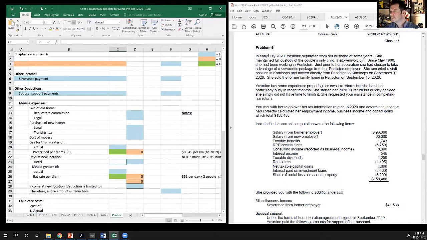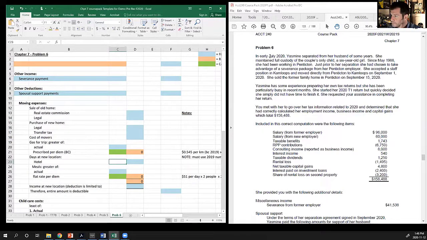So here's problem 6. In early July of 2020, we have Yasmin separating from her husband, meaning she is a single parent. She has maintained full custody of their one kid, who's a 6-year-old. As you read through these questions, you should be making mental notes in your head. Okay, single parent, could be some spousal support payments. 6-year-old girl, probably some child support payments. Since May, she's been working.